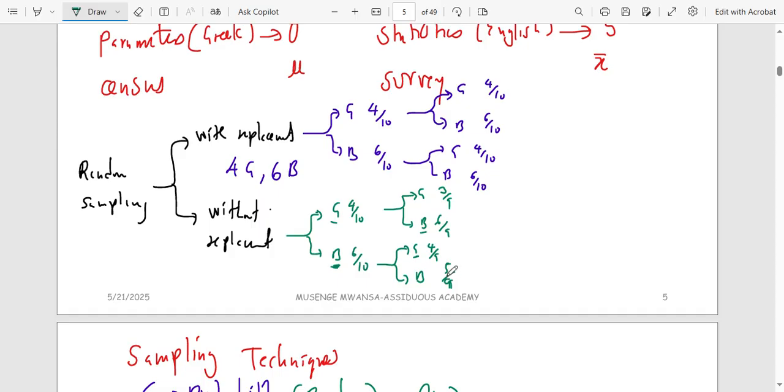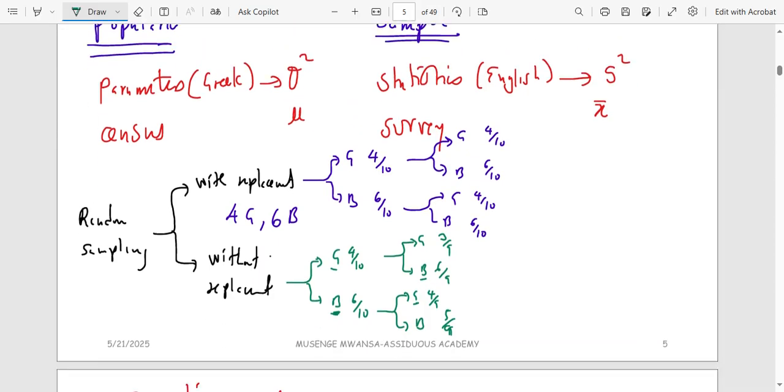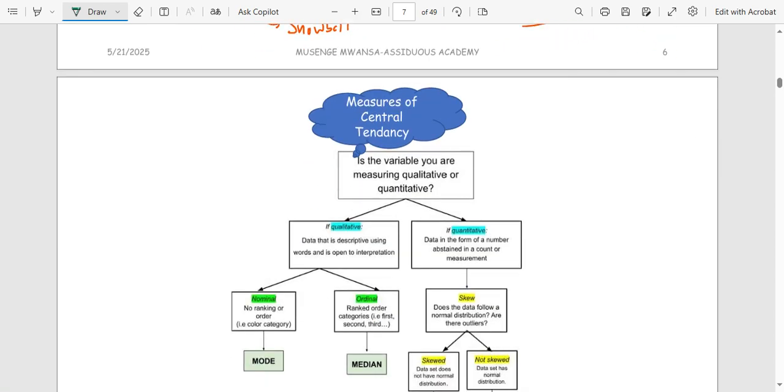If they said find the probability of picking two green balls, it is GG just. So it will just be 4 out of 10 times 3 out of 9. Does that make sense now? Excellent. Thank you so much.